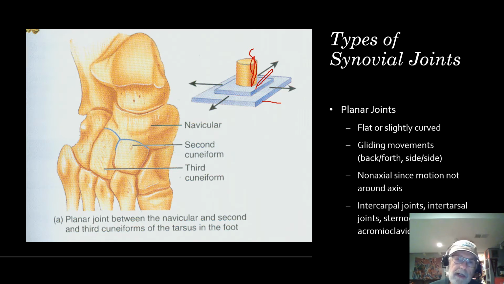Again, it's where we don't need a whole lot of motion, such as the intercarpal joints, the intertarsal joints, the sternoclavicular joint, and the acromioclavicular joint, where I need very minimal motion. And it's basically a sliding along a flat plane.